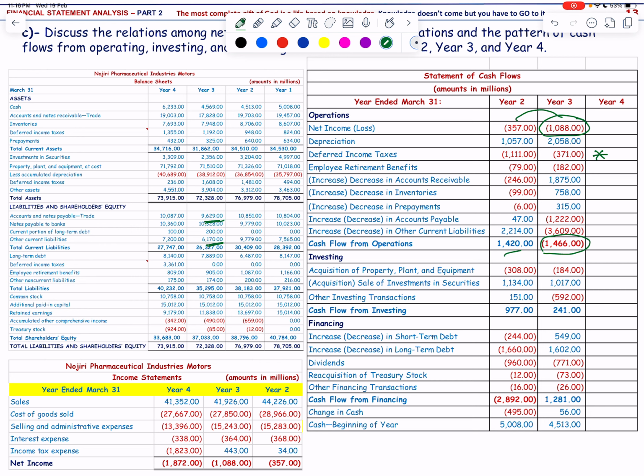So although the company has managed to offset the negative cash flow by reducing its accounts and notes receivable, you can see they have reduced them.